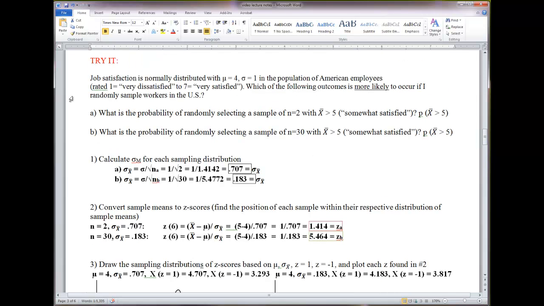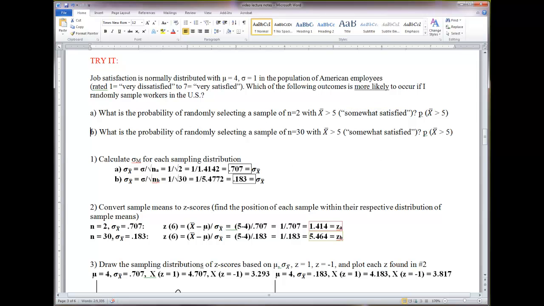All right, so job satisfaction is normally distributed with a mean of 4 and a standard deviation of 1 in the population of American employees. And I gave you the ratings here just so that this 4 is meaningful. So it's right in the middle of being completely very dissatisfied and very satisfied. And then you're asked, which of the following outcomes is more likely to occur if I randomly sample workers in the U.S.? So you have two different scenarios. One is with an n equals 2, and we're looking for job satisfaction in the mean that's greater than 5. Five is just somewhat satisfied on this scale. Just want to put that in there for your information.